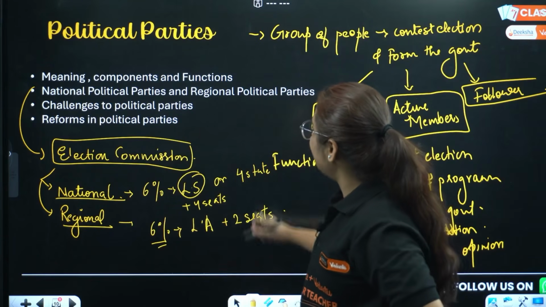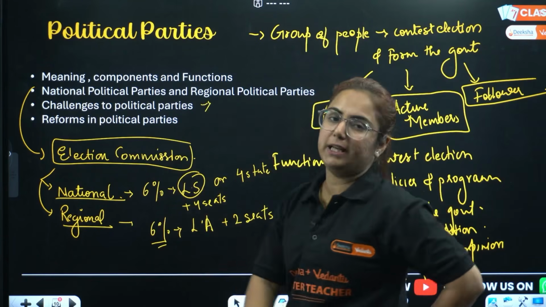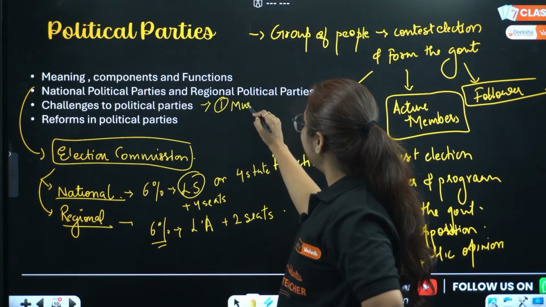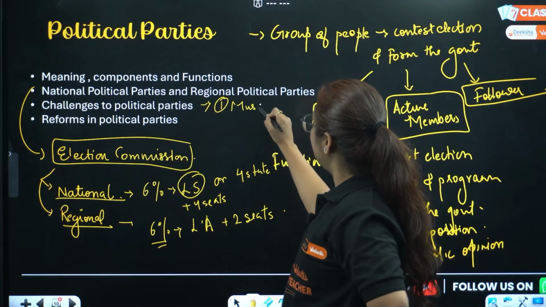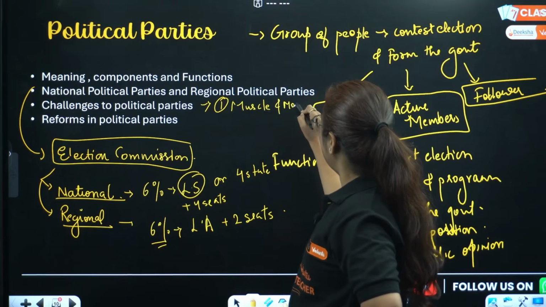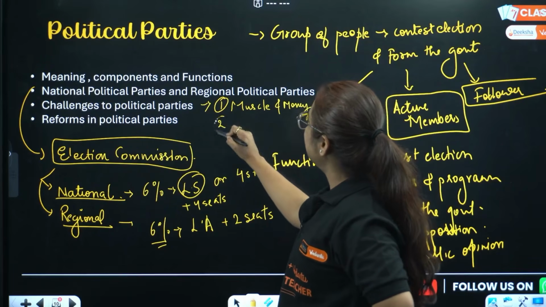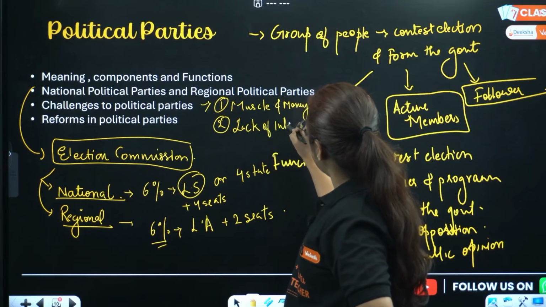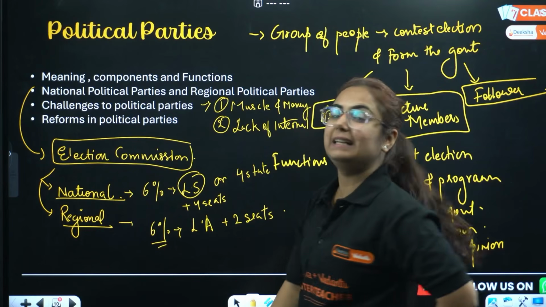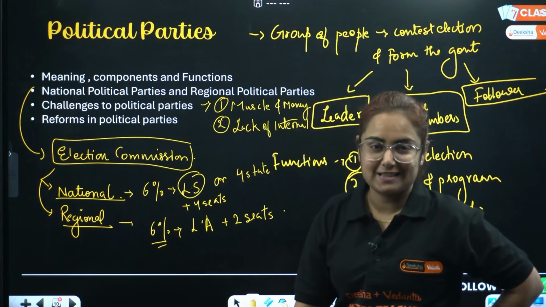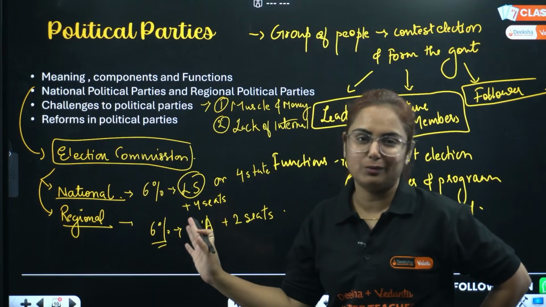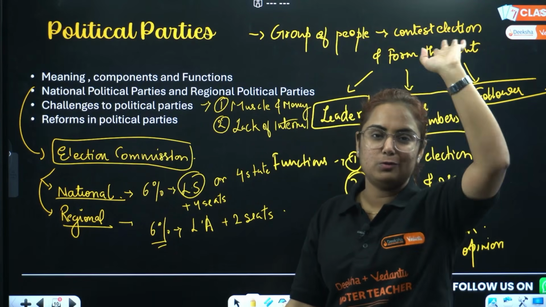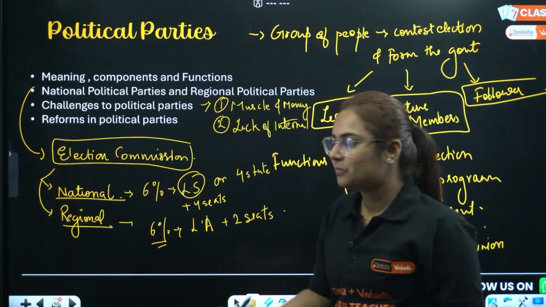Very good. Challenges to political parties. Very, very important topic. Like we have seen muscle power, money power there. Muscle and money power. Whoever is the strongest gets the ticket, paisa. The next is lack of internal democracy. Political parties are going to establish democracy in a nation, and they themselves are not working in a democratic arena. No attendance, nothing, only topmost leaders taking the decisions.